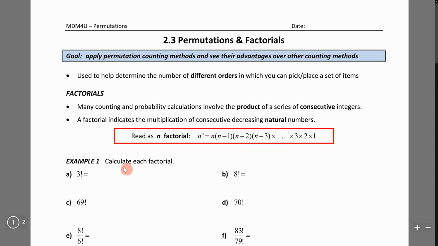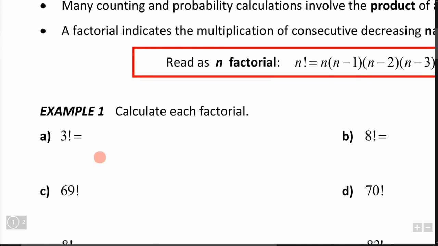Okay, so let's do an example of calculating some factorials. 3 factorial: you take n, which is 3, and you multiply it by every consecutive decreasing natural number. So I multiply it by 2, and then by 1 right after that, and that equals 6. You'll notice that some scientific calculators have a factorial option to do this, and you can take full advantage of that.